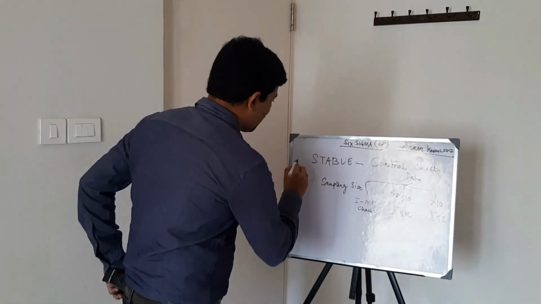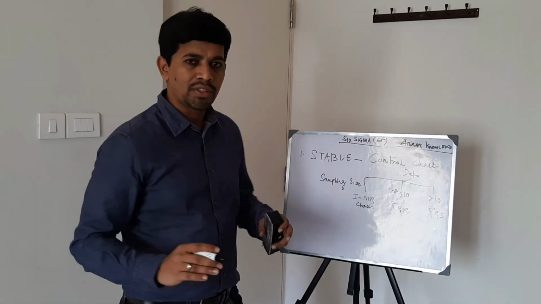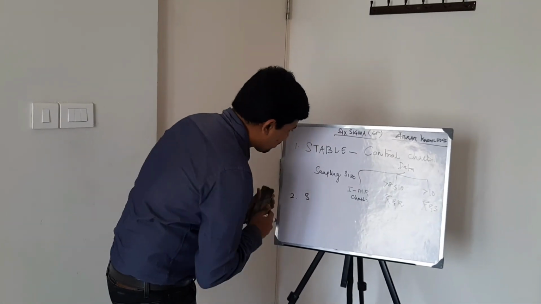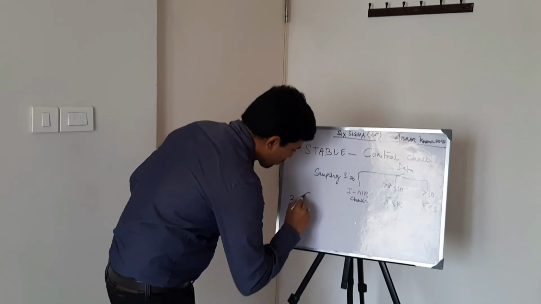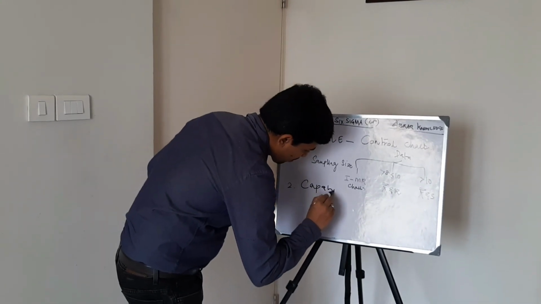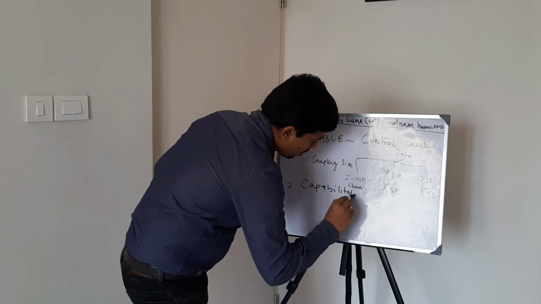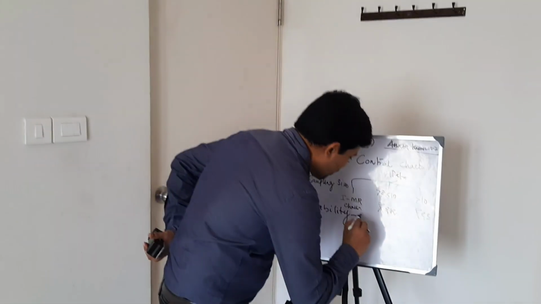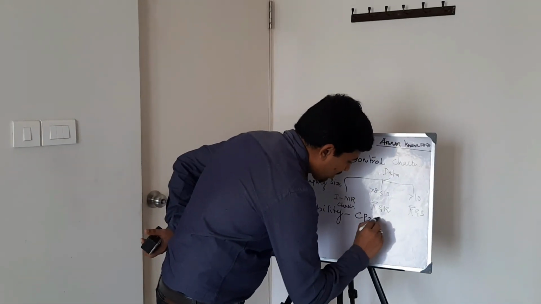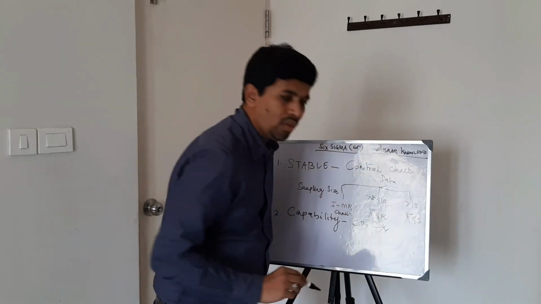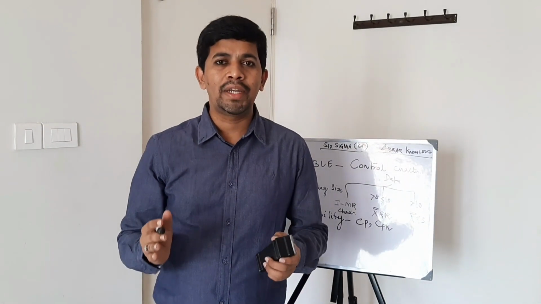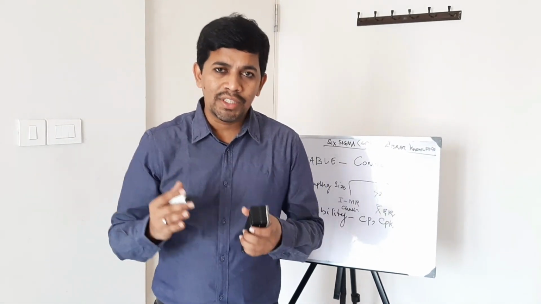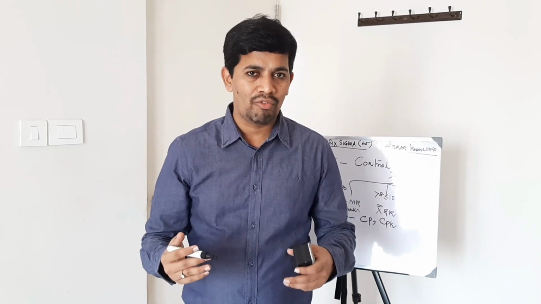The next thing is, once you determine whether your process is stable or not, the next stage is capability. To check whether the process is capable or not, we can use something called CP or CPK. CP means process capability ratio, CPK means process capability index. This is something we will be exploring more in this video.